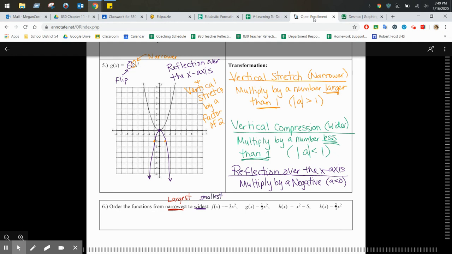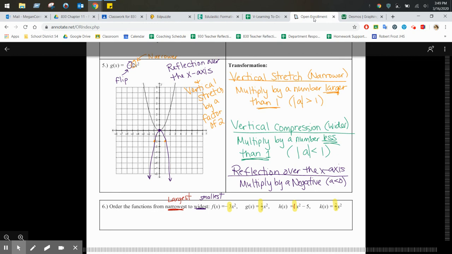And those a values are the only things that matter when I'm talking skinny or narrow. Does it matter if it's a negative? Absolutely not. All it would do is flip it upside down, but the only thing telling us if it's narrow or wide is just the number. If I add or subtract something, that's just going to move it. It's not going to make it narrow or wide. So all that I'm looking at are these numbers that are attached to the x. So a in this case is 3. a in this case is 1/2. a in this case is an invisible number. Invisible number is 1. And a in this case is 2/3.